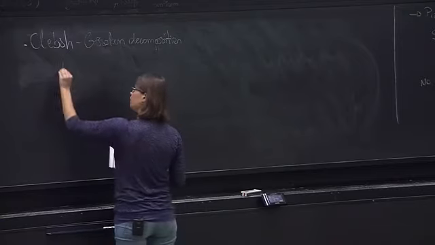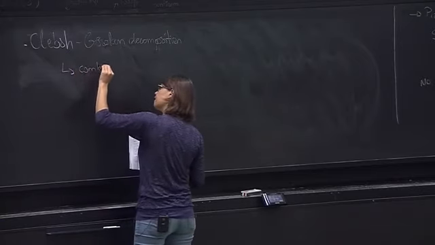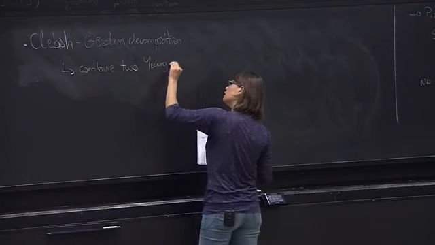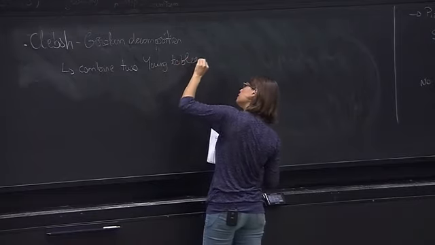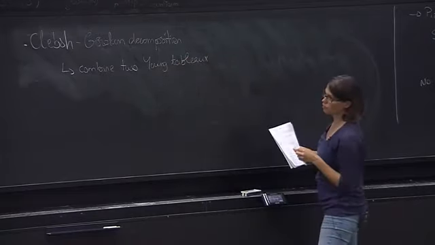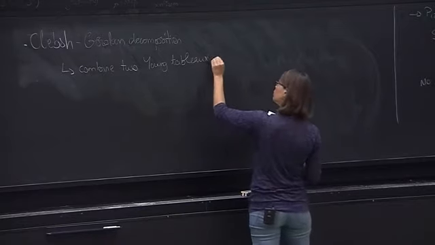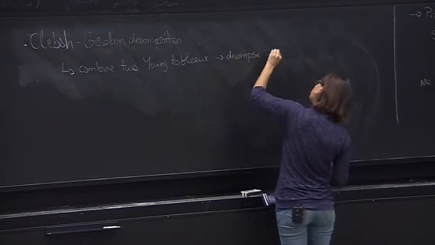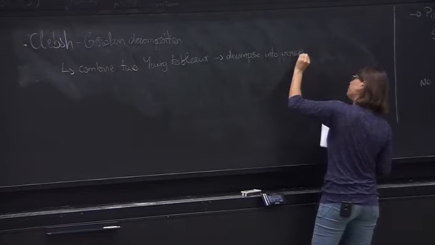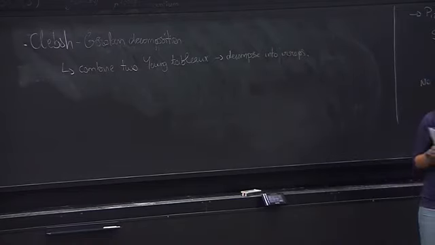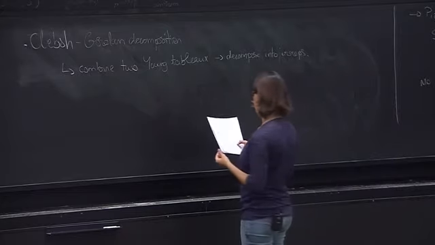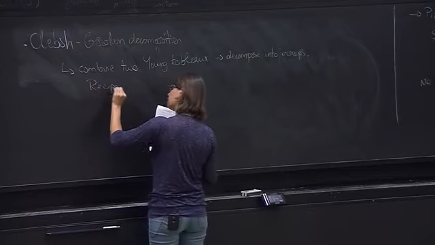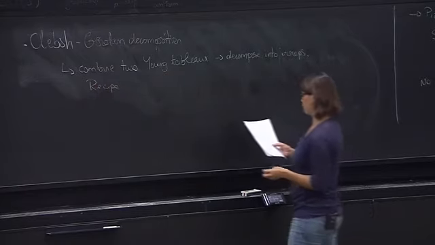And the idea is that you can combine two Young tableaux. Each of the Young tableaux is going to represent a tensor for SU(N), and you want to decompose that into irreps, irreducible representations. So now, again, you have a kind of recipe, and I can just give you the recipe.